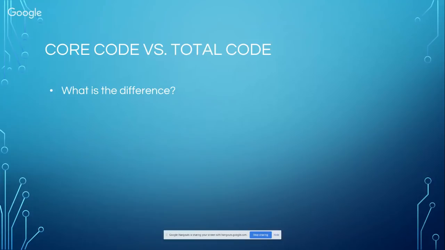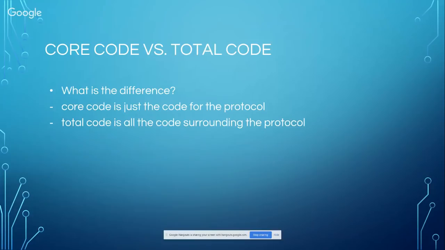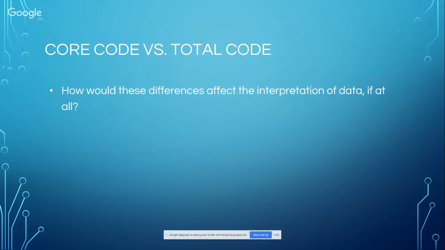So core code versus total code, what's the difference? What they're calling core code is just the code for the protocol. So it's only the commits and the developers who are working on the protocol itself. And then you have the total code, which is all the code surrounding the protocol, so you have to think about libraries and wallets as well. If you have a lot of developers and a lot of commits working on core, but not so much on the total code, then you basically say, okay, this is purely a protocol level project.